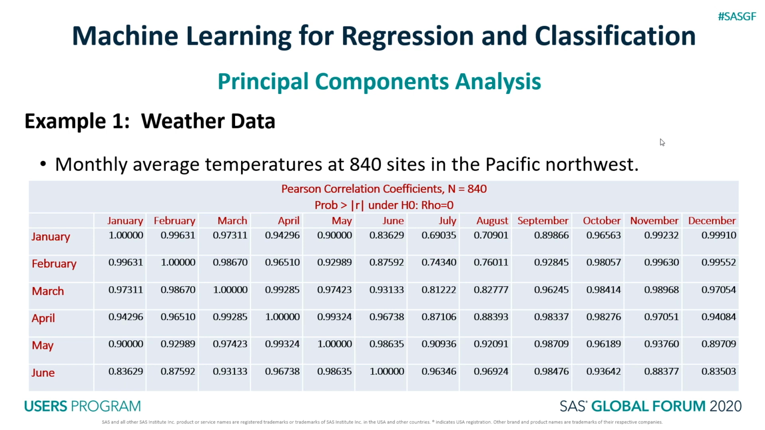And if you look at the correlations, particularly the correlations for consecutive months, you see that they are relatively high. So between January and February, the correlation is 0.99631. Between February and March, it's 0.98670. Between March and April, it's 0.99285. Indeed, there are a lot of very high correlations here, indicating very extreme collinearity amongst the variables, and the fact that really most of the information is in a lower dimensional subspace than the 12 dimensions mapped out by the 12 months.